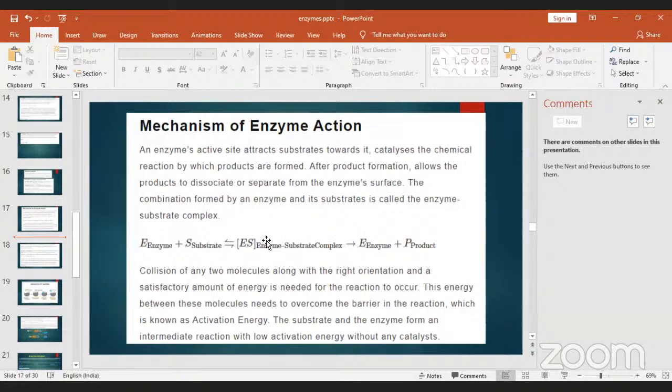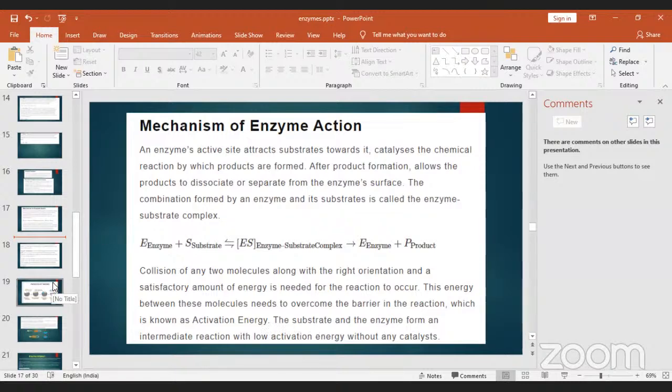During this reaction, some energy is required. Such energy is called activation energy, where the enzyme substrate complex is formed from enzyme plus substrate. In this reaction, some energy is needed, and such energy is called activation energy.